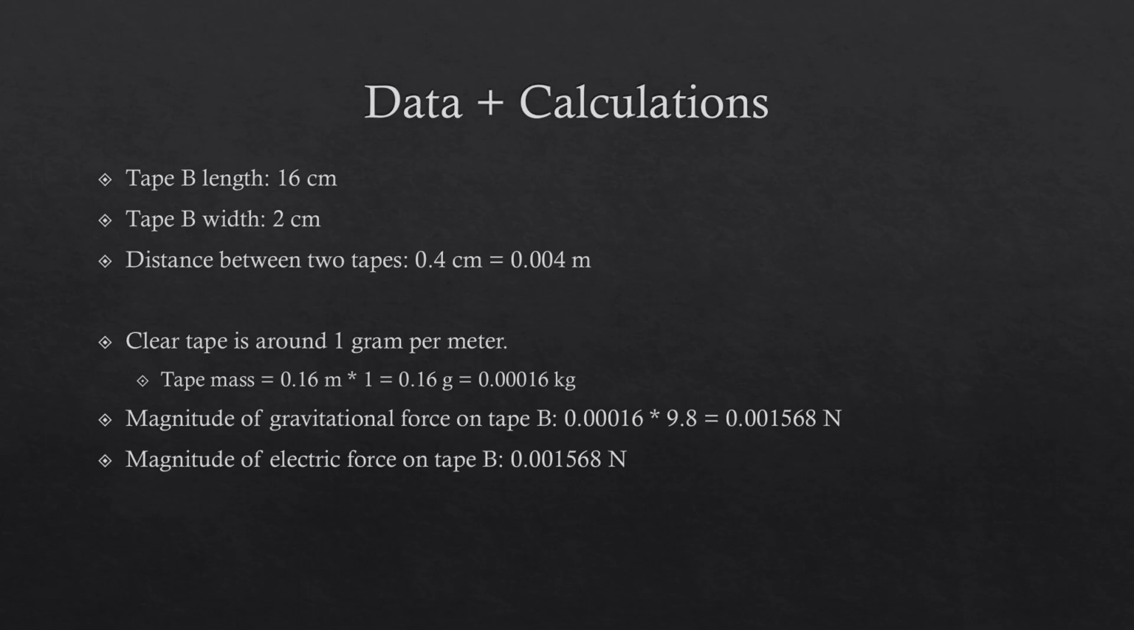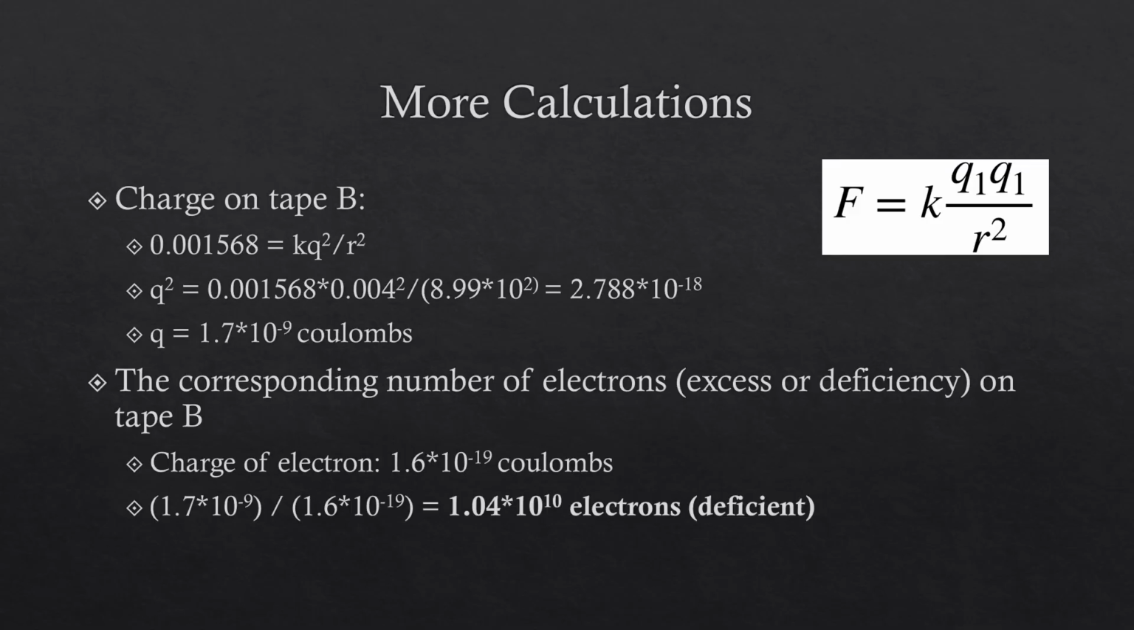Converting that to kilograms and then multiplying by 9.8, which is the acceleration due to gravity, we can figure out the gravitational force, which is 0.001568 newtons, and that's also equal to the electric force on tape B. Setting that equal to k times q squared over r squared, we can figure out that the charge on tape B was 1.7 times 10 to the negative 9 coulombs.